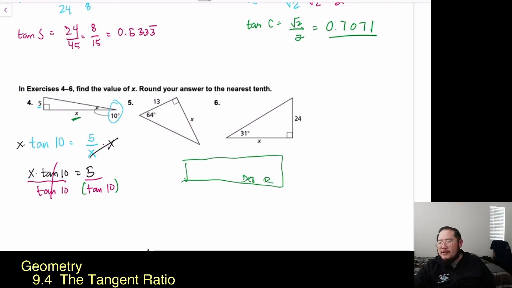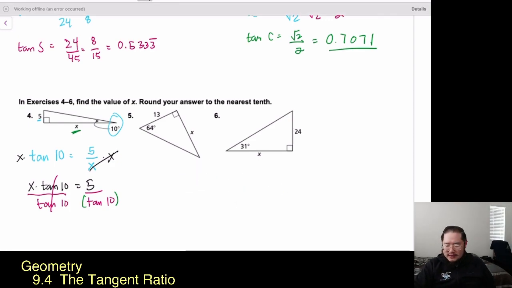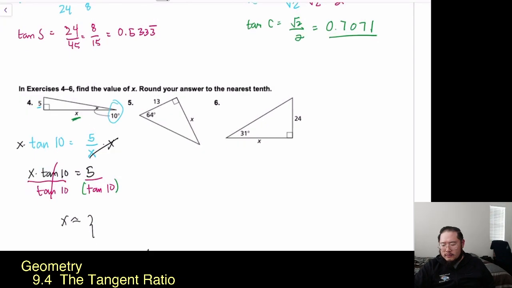So now that we have that, you go ahead and plug this into your calculator, and x is approximately 28. Oh no. Let's fix that. It becomes 28.4, and that is the length of the side. Okay, 28.4. Okay. Let's see, what else can we do right here?